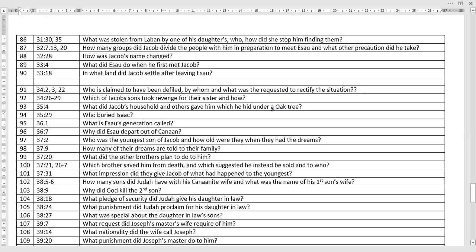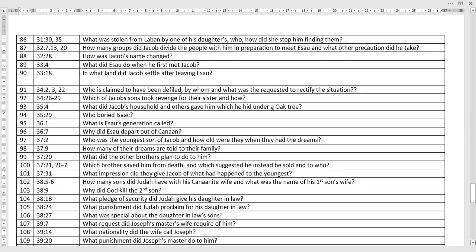Question 100. Which brother saved him from death and which suggested he instead be sold, and to whom? Again, read 37 verse 21, and you see it was Reuben, and he said... If you read 26 to 27, Judah said to his brethren, what profit is it if we slay our brother and conceal his blood? Come and let us sell him to the Ishmaelites, and let not our hands be upon him, for he is our brother and our flesh. And his brethren were content.